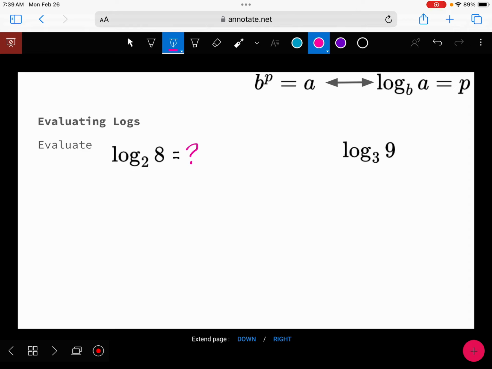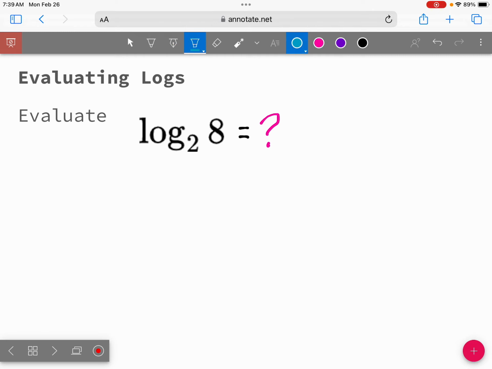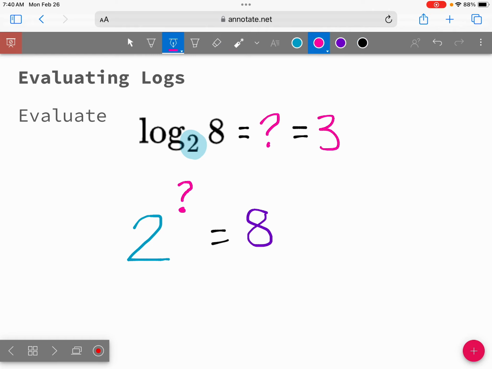Well, if we look at that right now, we go, huh? But if we switch that back into an exponential form, where we have our base of 2, we're trying to figure out what this exponent is, because that's the power, and it equals that argument of 8. 2 to the what is 8? 3. So log base 2 of 8 equals 3.